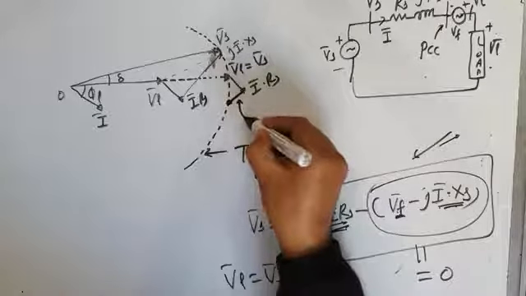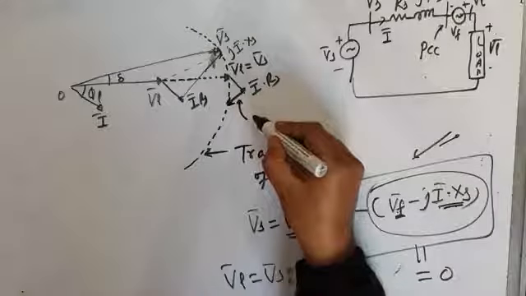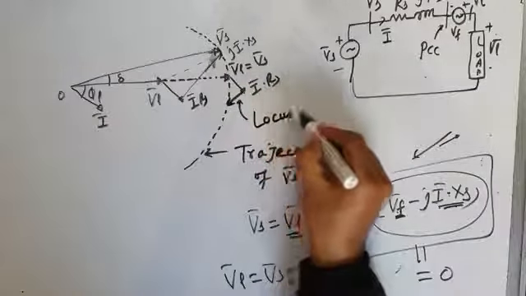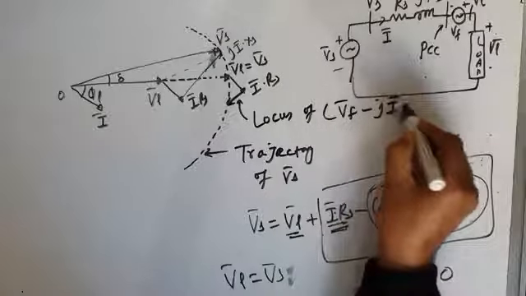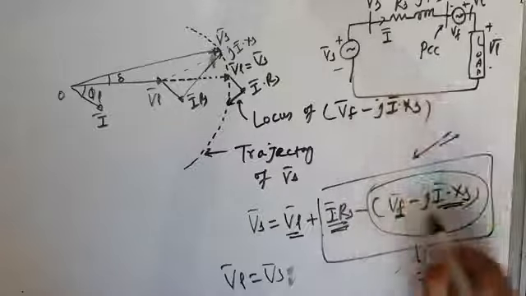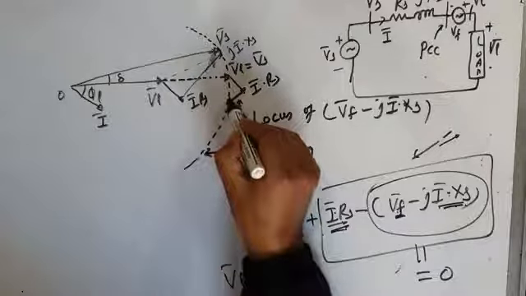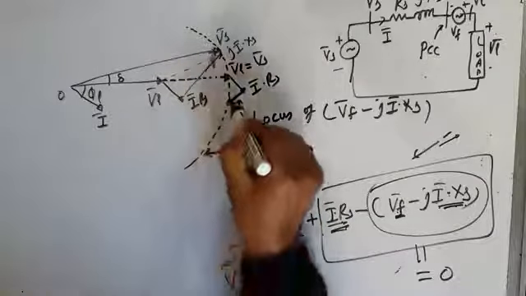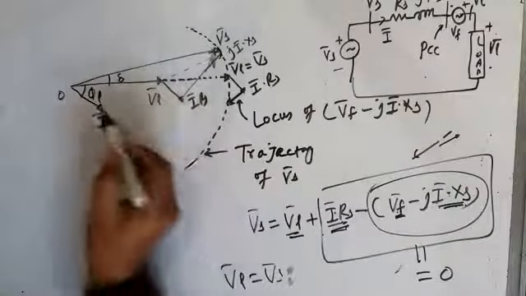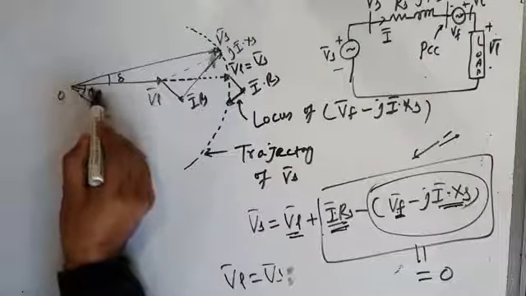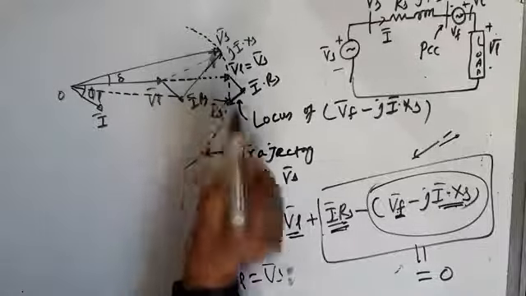This vector, this phasor which is coming downward, I should say is the locus of this VF minus jI into XS. This is the locus of VF minus jIXS, it is going down. So when it goes down and touches the trajectory, and what is this trajectory? This trajectory is of your source voltage. Therefore your source voltage now becomes this. This becomes your source voltage. So this will be your source voltage Vs.